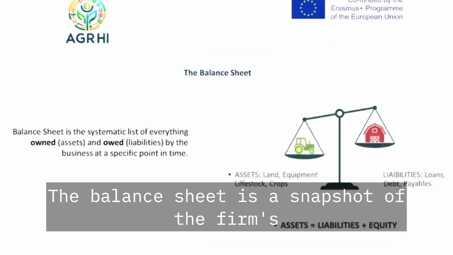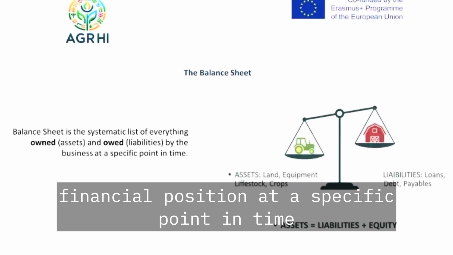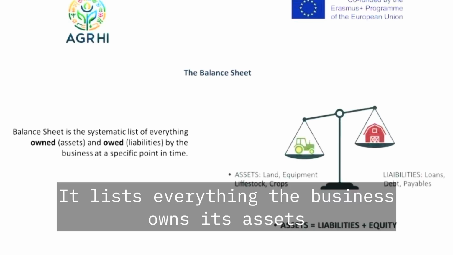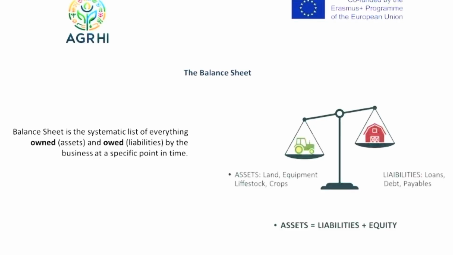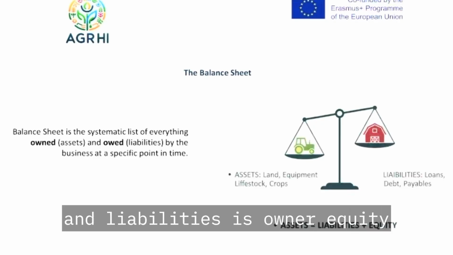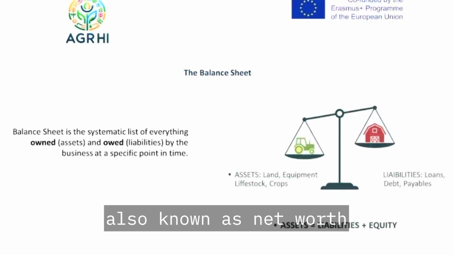The balance sheet is a snapshot of the farm's financial position at a specific point in time. It lists everything the business owns, its assets, and everything it owes, its liabilities. The difference between assets and liabilities is owner equity, also known as net worth.